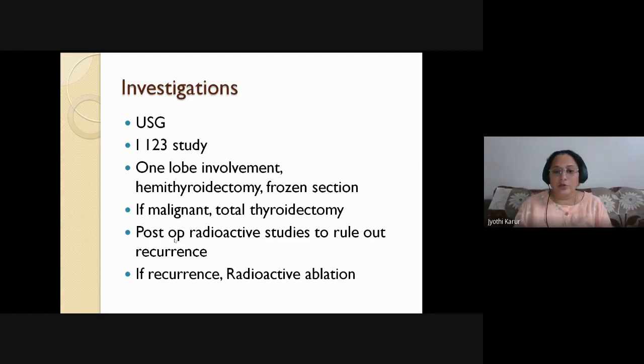Okay. Post-op, you're not going to leave the patient like that. You have to follow up the patient. So radioactive studies are needed to know any recurrence. If you are going to leave any thyroid tissue, then you have to follow up the patient with radioactive studies in future. If there is recurrence, then radioactive ablation can be done. I'll be coming to it later.